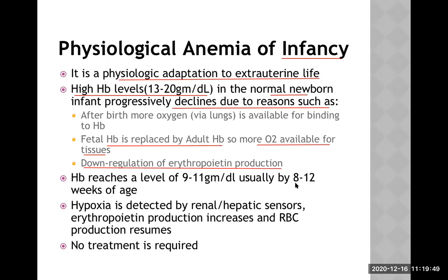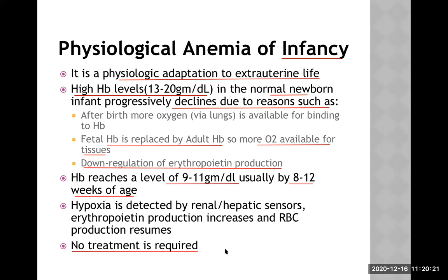And by 8 to 12 weeks of age, it may reach around 9 to 11 gram per deciliter. This is known as physiological anemia of infancy. See this? It may reach up to 9. And according to the definition, this is anemia. But we don't need to worry much about this anemia. That's why the term physiological, the baby will recover in time regarding this. So no treatment is required for this.